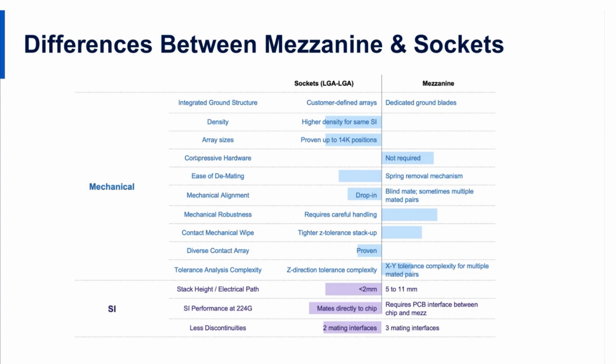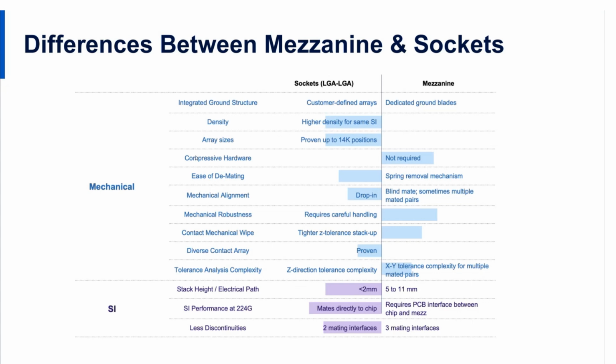Mechanical robustness, these contacts are rather small. And if anybody has experience with sockets, they do require some special care and handling during installation and removal because of those contacts being such a thin material. Contact mechanical wipe, the sockets have higher Z tolerance stack up, so we actually control very well on the tolerances.